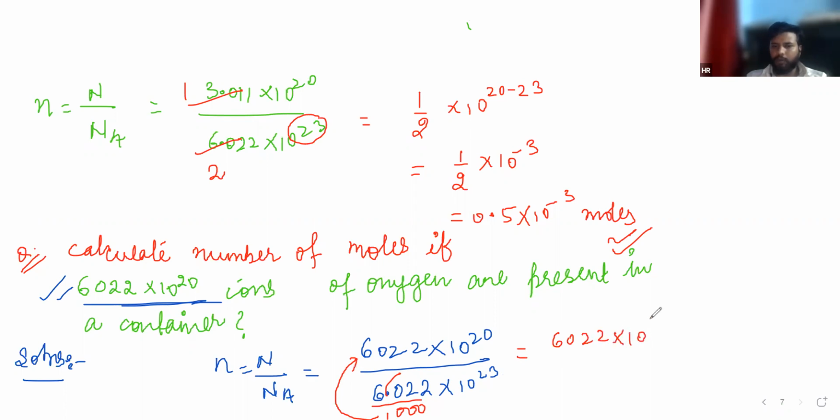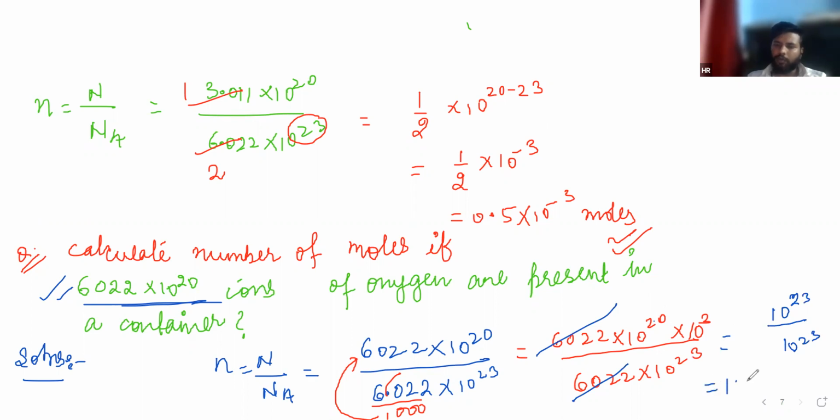6022 into 10 raised to the power 20 into 1000, which means 10 raised to the power 3, divided by 6022 into 10 raised to the power 23. Now you can see 6022 will be cancelled, and 10 raised to the power 20 into 10 raised to the power 3 will be equal to 10 raised to the power 23 divided by 10 raised to the power 23 equals 1 mole now.